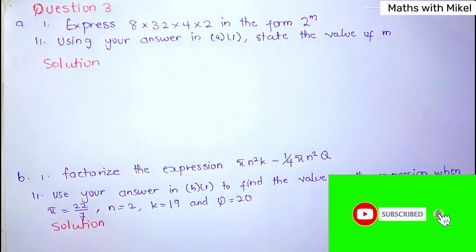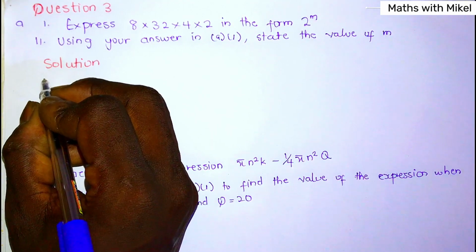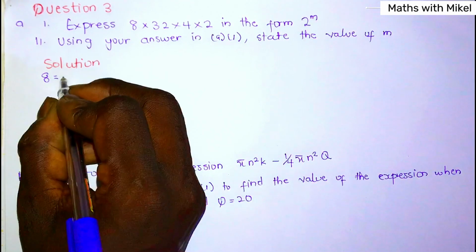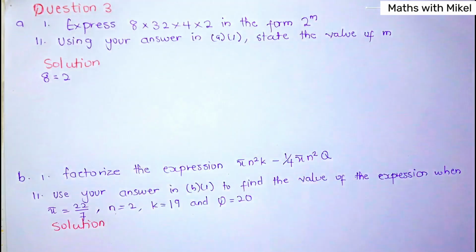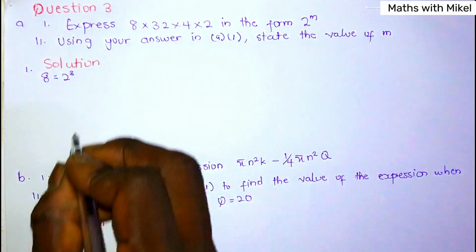So question 3. Now, 8 can be written as 2 exponent 3. So 2 times 2 times 2 is going to be 8. So 8 is the same as 2 exponent 3. That's the I part of the question.